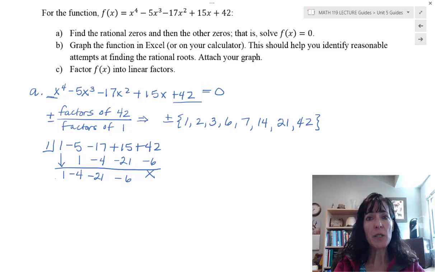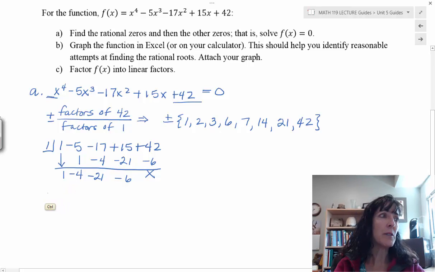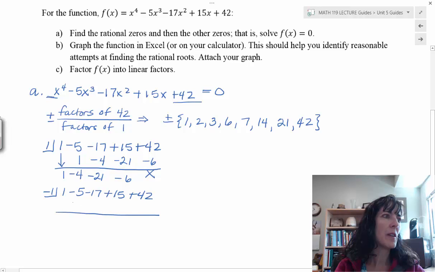Okay. So the next number that I'll try is a negative 1, the very next thing in my list. Since I have positive or negative 1, I'll try negative 1 next. 1, minus 5, minus 17, plus 15, plus 42. Bring down the 1. 1 times negative 1, so I get negative 1. This gives me a negative 6 when I add them.